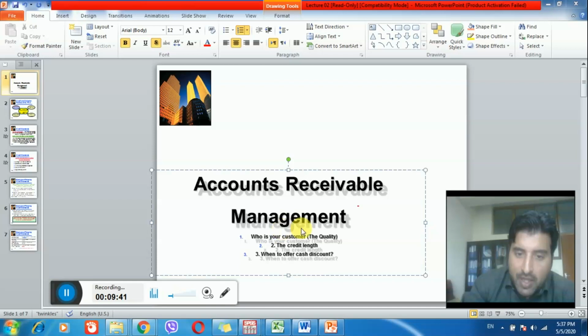Inshallah, we'll discuss in account receivable management that businesses shouldn't offer discount every time. There must be a special time. And what is that special time? Inshallah, we'll talk about it in detail in this lecture.